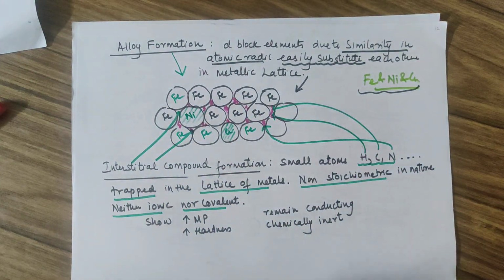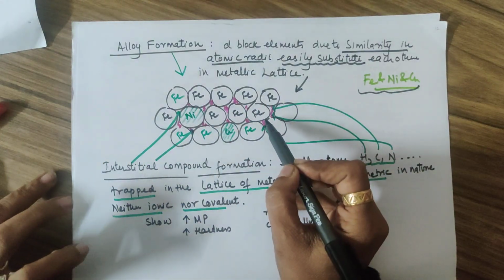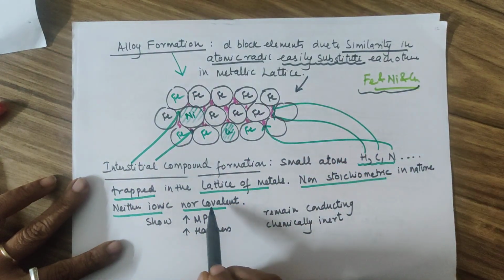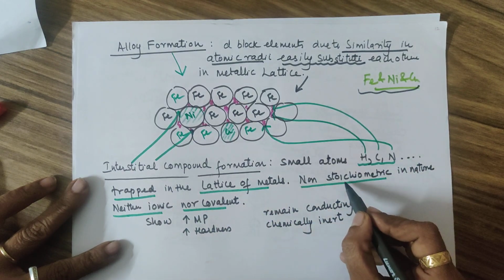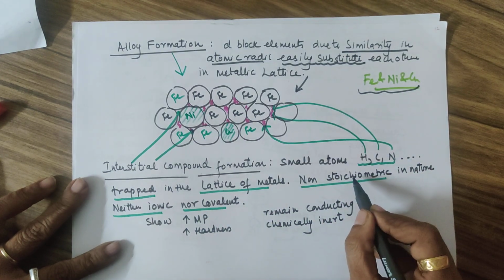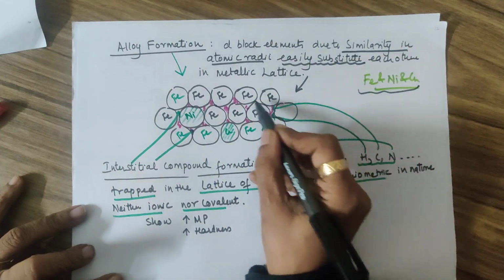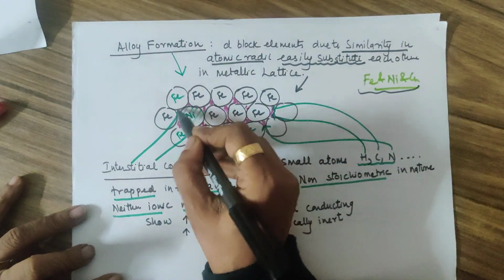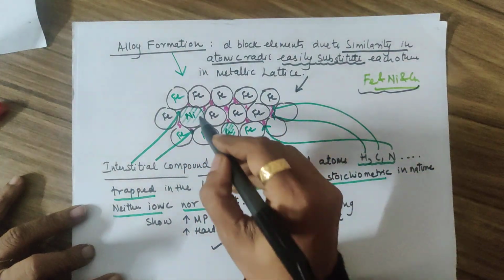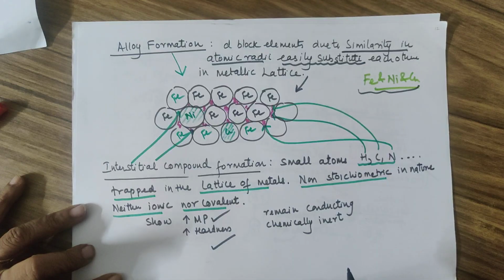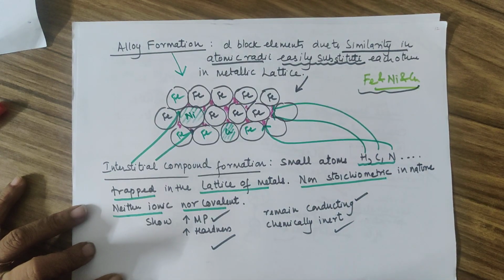Since they are sitting over there, whether they are sitting in all the gaps or in a few of the gaps, they do not form any type of bonding, which means any number can be present. And that is the reason there is no fixed formula for interstitial compounds. Of course, we see that due to the presence of these atoms, the metal becomes harder, and the melting point also increases because there are no gaps left in between them. Also, the conducting nature stays and the chemical inertness is also there.